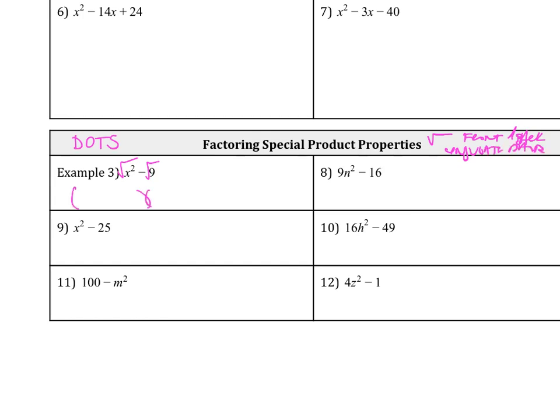So for example, x squared minus 9, square root of x squared is x, so you write that in the front. Square root of 9 is 3, and then just opposite signs in the center. Again, difference of two squares. Difference means subtracting and then squares, okay? And so let's do number 10. So I can square root the front and square root the back. So square root of 16h squared is 4h. And square root of 49 is 7. So it is 4h plus 7 and 4h minus 7. Now don't rewrite it. So for example, number 11, just leave the 100 in the front.